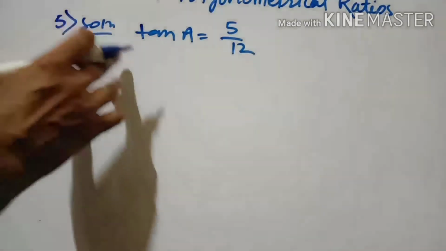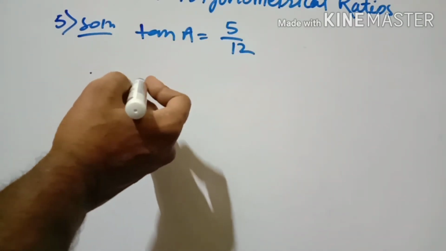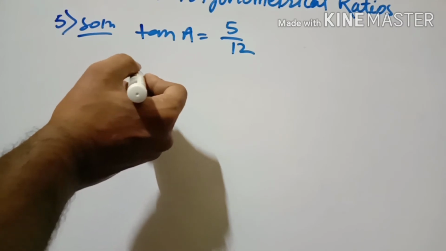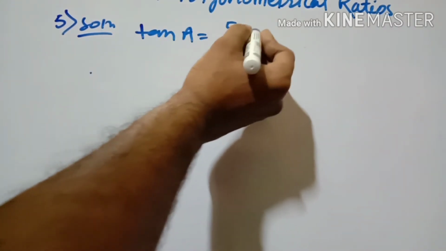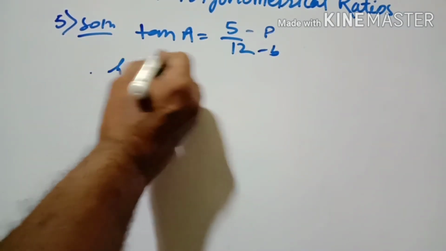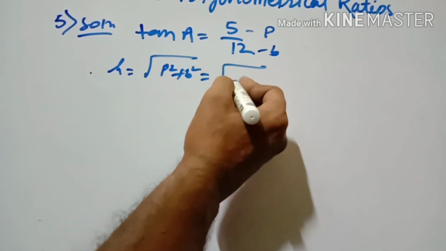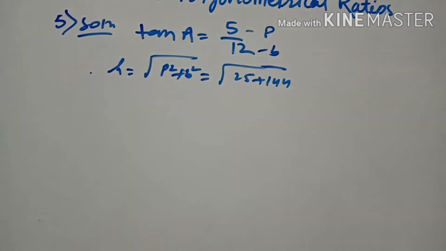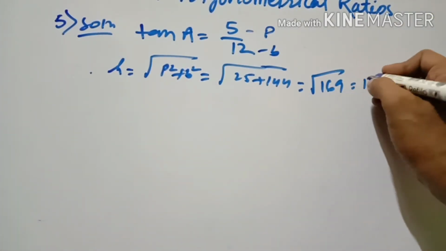Now question number 5 solution. It is given tan A equal to 5 by 12. We have to find out number 1, cos A, and number 2, cosec A minus cot A. First of all, we have to find H. P is given, this is P, this is B. So H equals under root of P square plus B square, that is 25 plus 144, under root 169, this is 13.